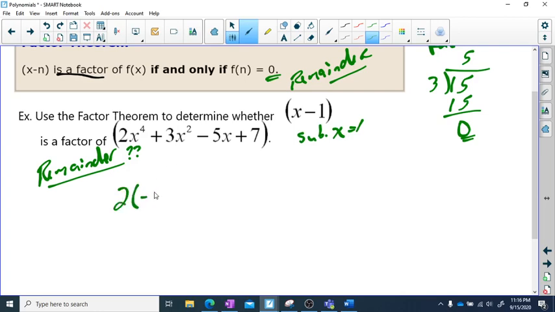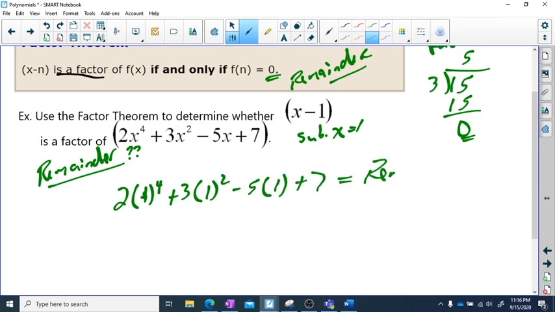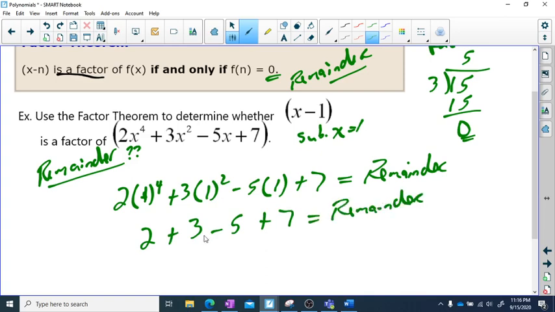So 2 times, not negative 1, positive 1 to the 4th power plus 3 times 1 squared minus 5 times 1 plus 7 should spit out the remainder. 1 to the 4th is 1 times 2 is 2. 1 squared is 1 times 3 is 3. 5 times 1 is minus 5 plus 7 equals the remainder. 5 take away 5 is 0. 0 plus 7 is 7. So I'm getting 7 for the remainder.